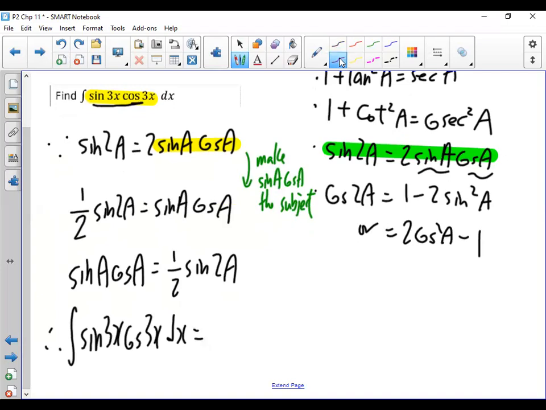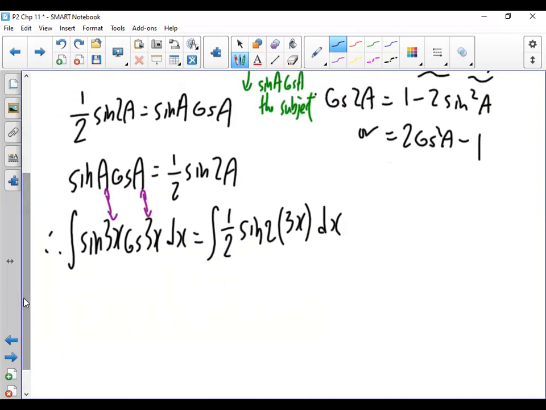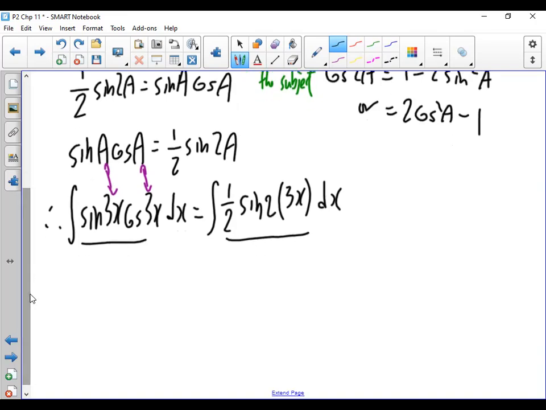Now, compare it carefully. Your a is 3x. Therefore, the right-hand side is the integral of a half sine 2 times 3x dx. One thing to note: we have not integrated. We're just replacing the function to integrate with something we can integrate. It's like making pastry out of flour; we are just changing the format. So for the integral of sine 3x cos 3x dx, we have not done integration.